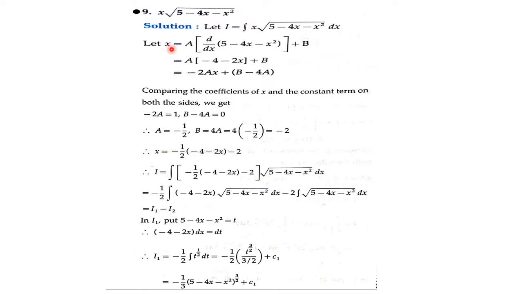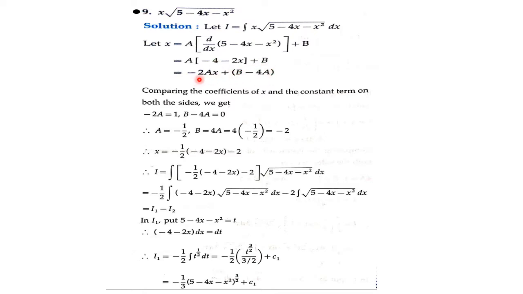Considering that the linear factor is equal to a into the derivative of the quadratic factor plus b. Therefore, x is equal to a into the derivative of this one. Derivative of 5 is 0. Derivative of 4x, that is 4 only, negative sign as it is. Minus sign again as it is, and derivative of x square is 2x, plus b. Multiplying by these terms, we have minus twice a x plus collecting the constant terms here, a into minus 4, that is minus 4a, and plus b.